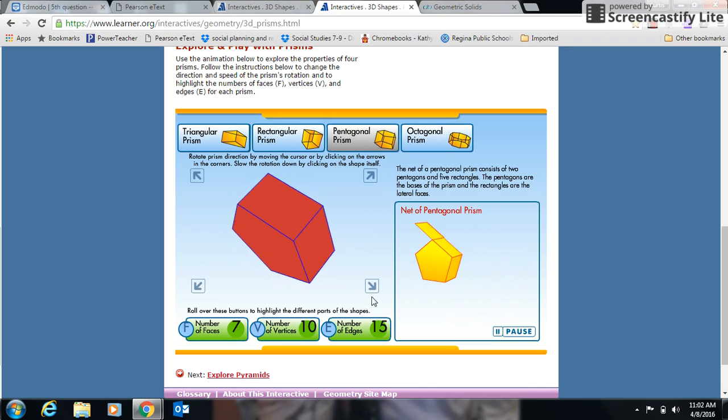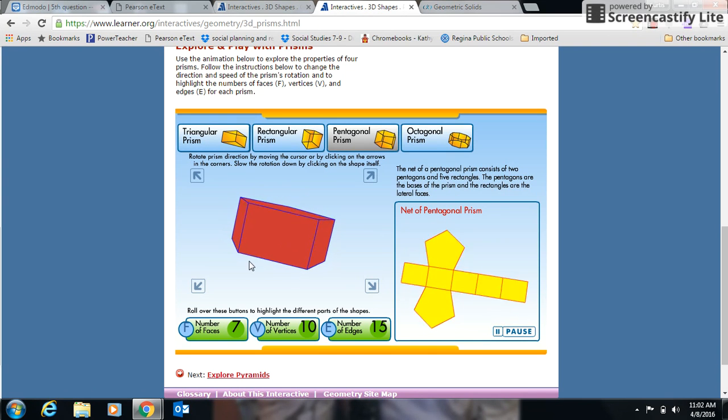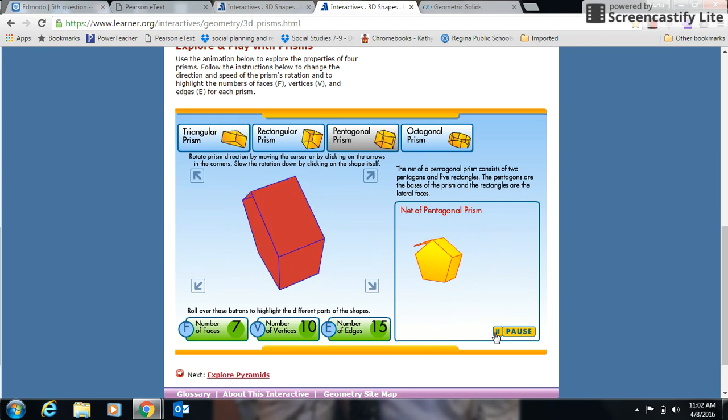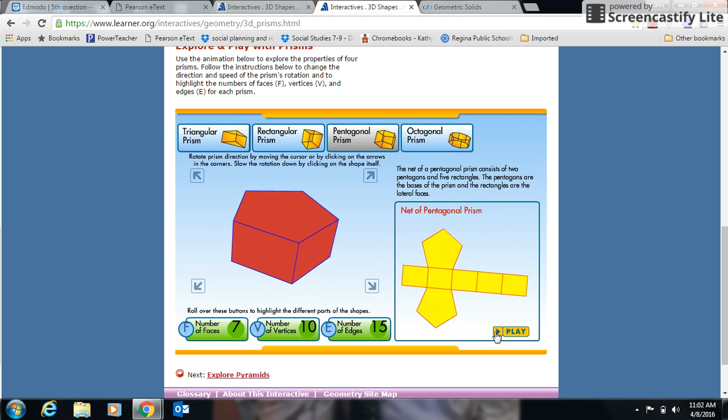So right here, this is a prism as well. And if you look at the net when it unfolds, how many shapes make up this net? 1, 2, 3, 4, 5, there. 7 shapes total make up the net. But there are 2 that are identical. This one right here and this one right here. So we know when there are 2 identical shapes, we can call it a prism.